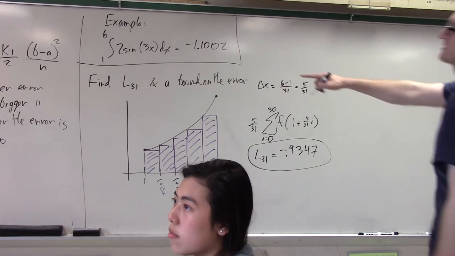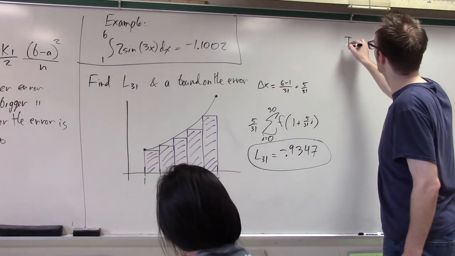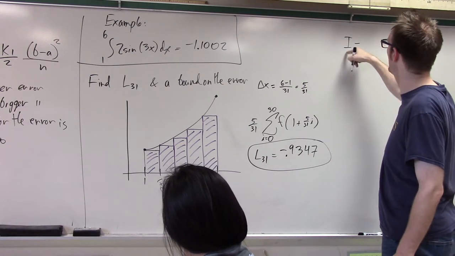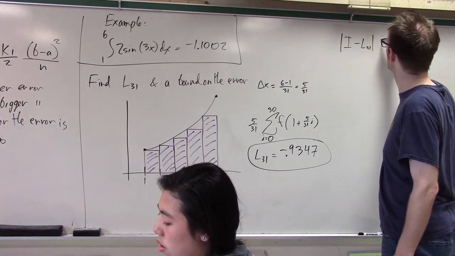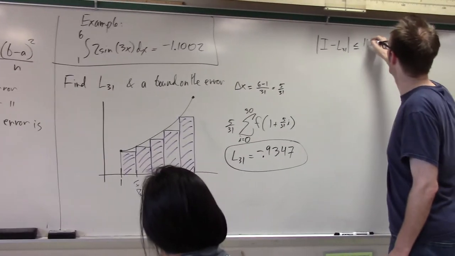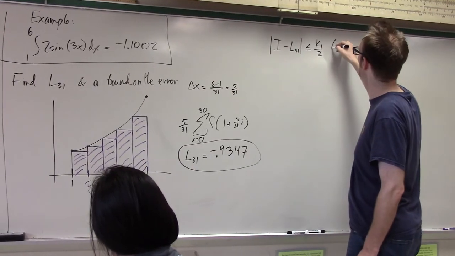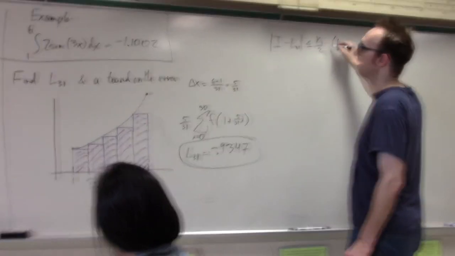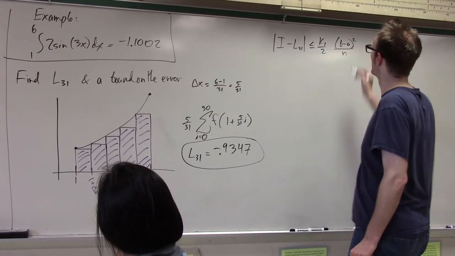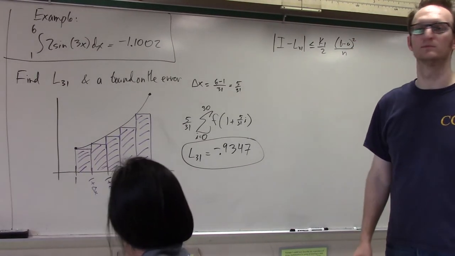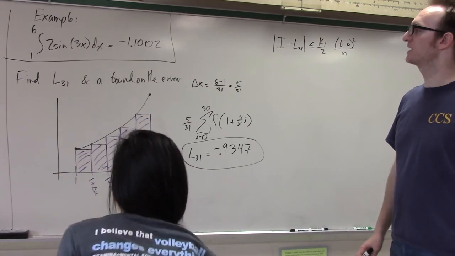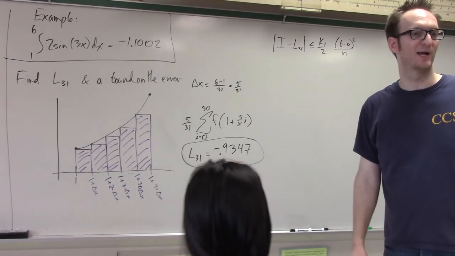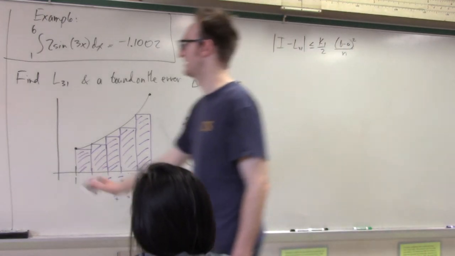Okay, so how much could the error be? Well, what is the error? What is going to be the error produced on the difference between the true integral and this? It's k1 over 2, b minus a squared over n. So what is k1, by the way? Is it the slope of the secant? The max derivative on this interval. So that sounds like something we need to do, right? What is the max derivative on this interval?